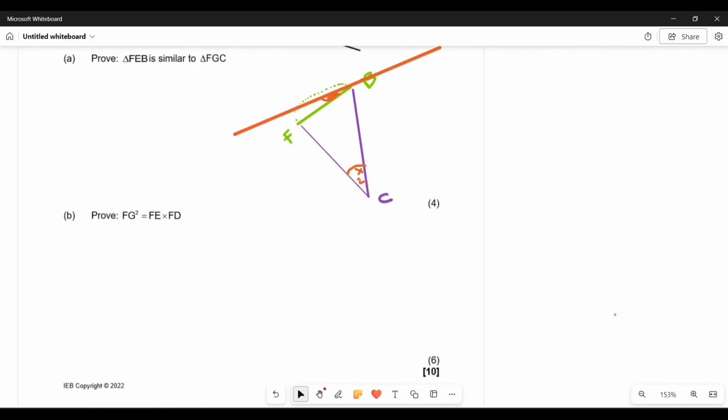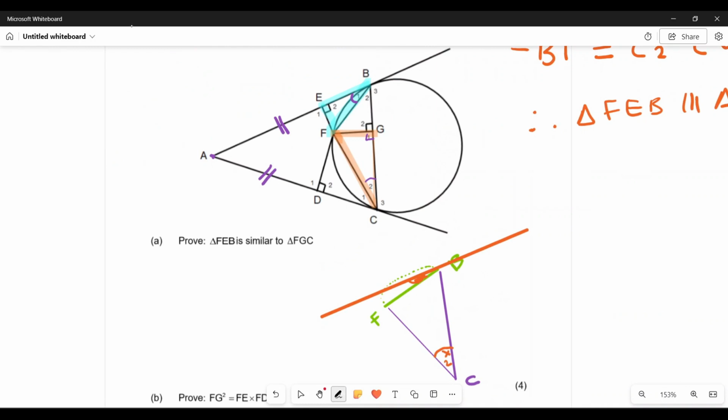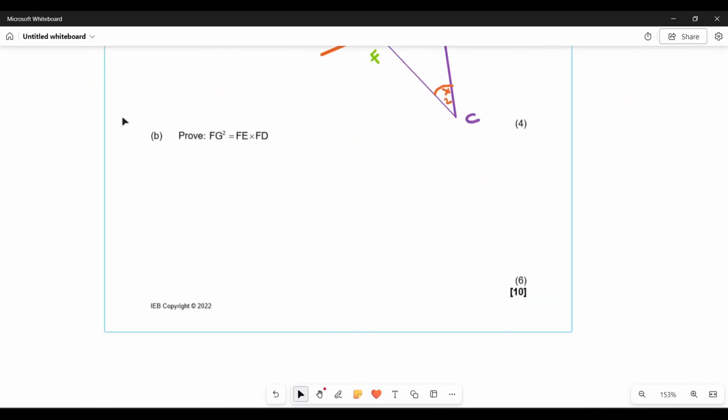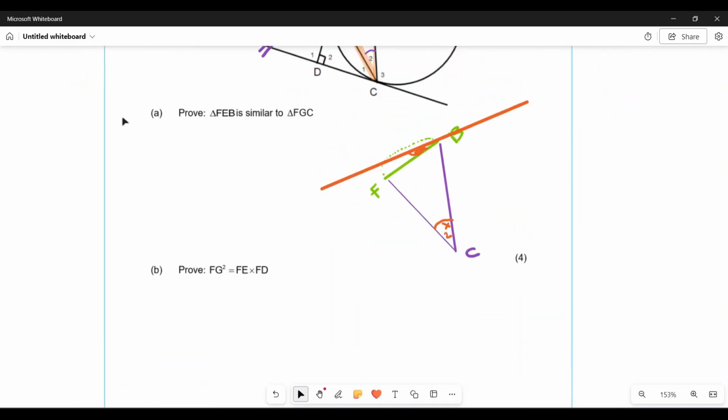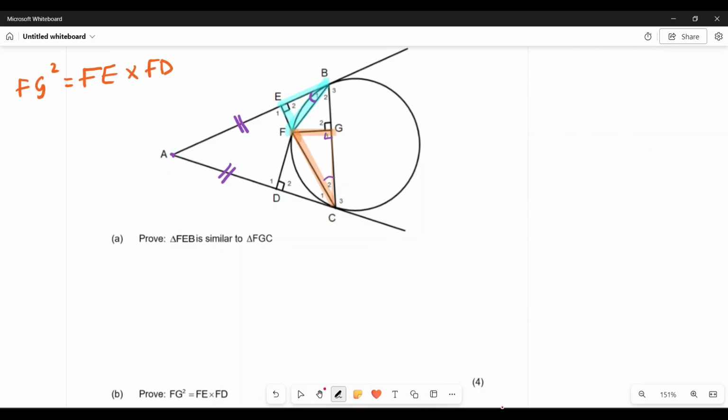Now, last question: prove that FG squared is equal to FE multiplied by FD. Let me just try and erase here and try to solve the question. Let me see if I could do that using the previous question which I did before, basically my previous answer.